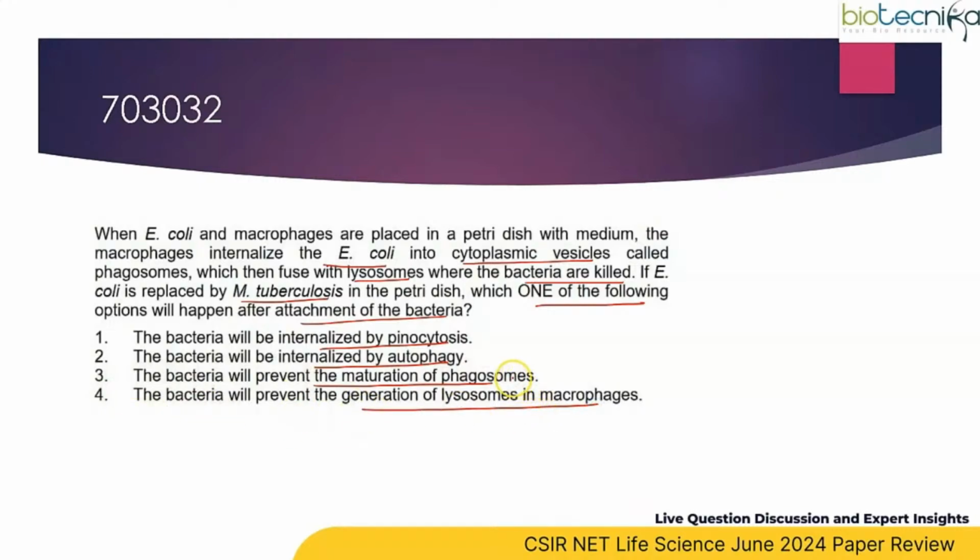This is simple. I expect everybody to answer quickly. It's a part B question. So I'm sure everybody knows what happens when Mycobacterium tuberculosis is added. Definitely, it gets phagocytosed. But what will happen after that? Remember, it gets phagocytosed but does not get killed.